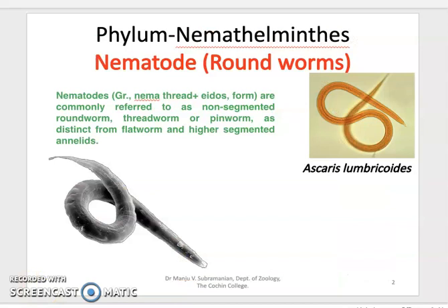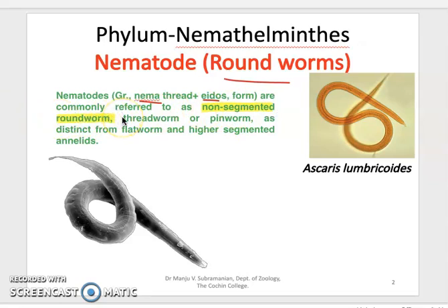This phylum Nematoda is also called phylum Nemathelminthes, and the worms which come under this phylum are commonly called roundworms because of their appearance. The word nematode is derived from a Greek word. Nema means thread and eidos means form, and they are commonly referred to as non-segmented roundworms.